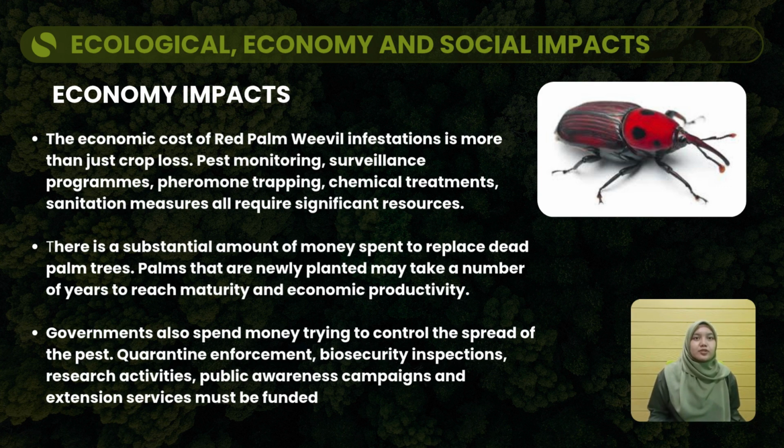Plantation managers must routinely inspect trees, install monitoring equipment, and cut down infected palms to limit further spread. Also, a substantial amount of money is spent to replace dead palm trees. Newly planted palms may take a number of years to reach maturity and economic productivity. Governments also spend money trying to control the spread of the pest. Quarantine enforcement, biosecurity inspection, research activities, public awareness campaigns, and extension services must be funded.